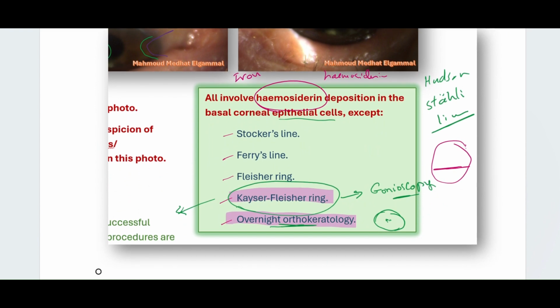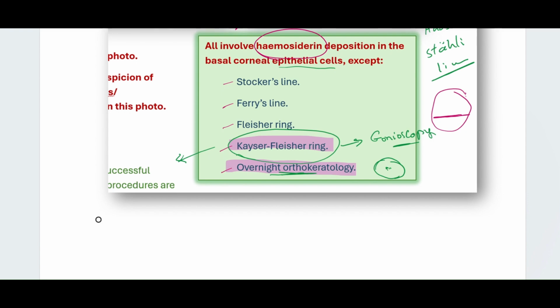This screenshot is from one of the lessons on glaucoma, and I think we mentioned this MCQ question. All involve hemosiderin deposition in the basal corneal epithelial cells except: Stocker's line, Ferry's line, Fleischer ring, Kayser-Fleischer ring, or overnight orthokeratology. And we said at this time that the correct answer was Kayser-Fleischer ring because this was copper, not iron. As long as we are studying the cornea, we can change the options a little bit here.